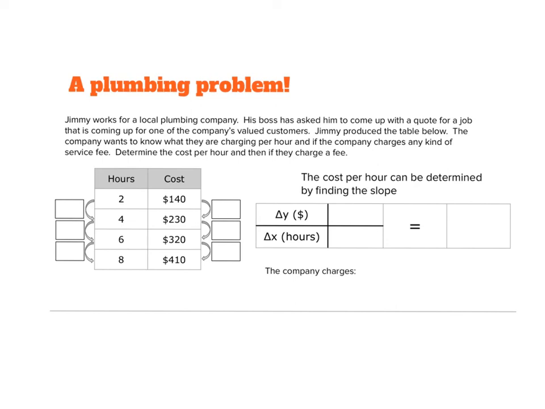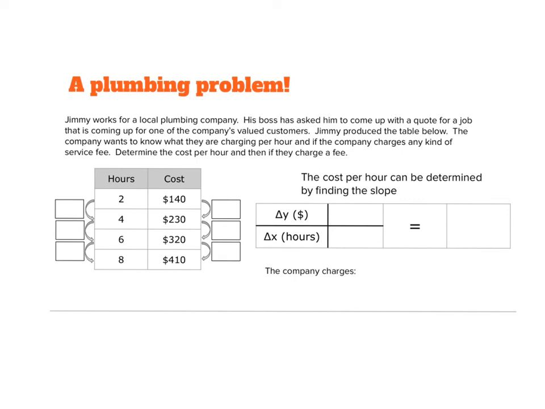The company wants to know what they are charging per hour and if the company charges any kind of service fee. So basically, how much are they going to charge the customer to come out and work, and then are they even going to charge an additional fee on top of the hourly service? So we're going to use this table to determine the cost per hour and if there is a fee incorporated with it. So let's look at finding the slope.